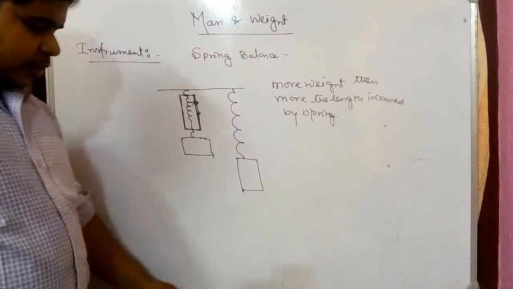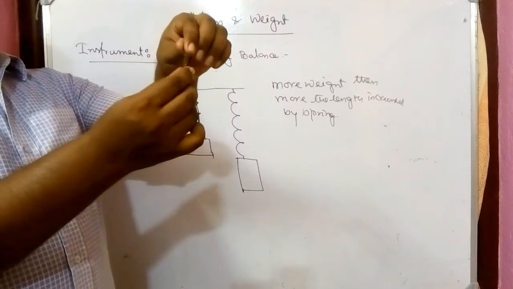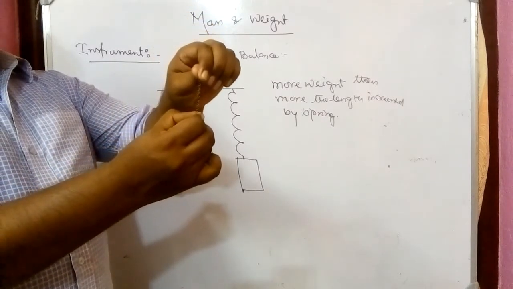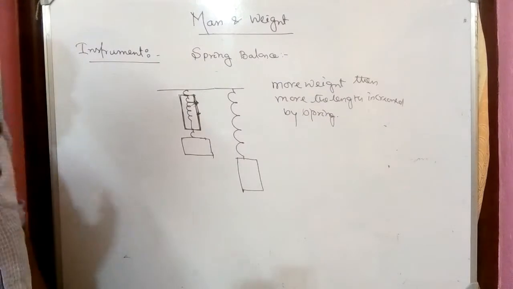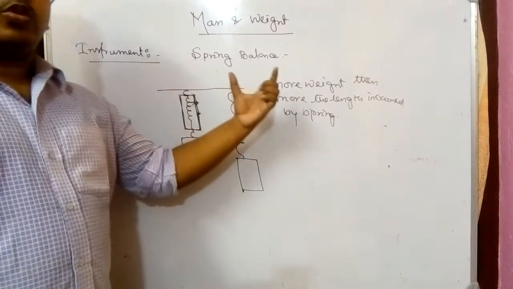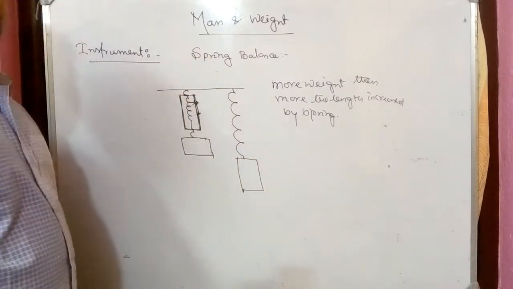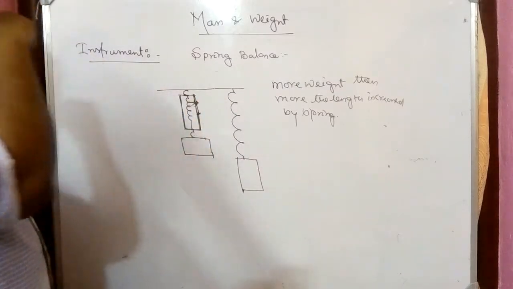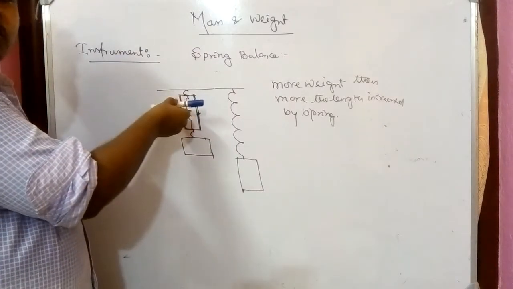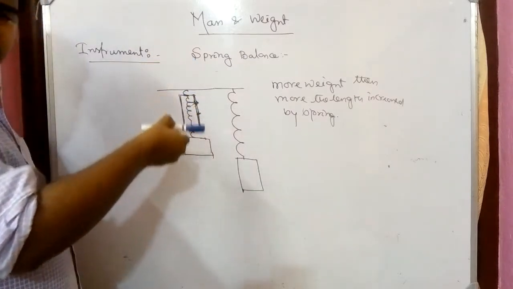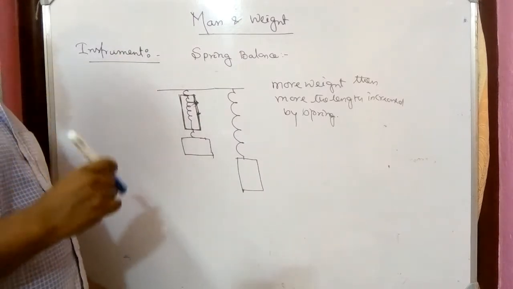Simple thing. See, I have just come here with a spring. This is a spring, it is there inside the pen, we all know. If you hang a weight, what will happen? You see, the length of the spring is increased, right? The more the weight, the more the length is increased. Using this phenomenon, we can use the spring balance. The heavier the substance we keep here, the more the length increases, and by this we can measure the weight of a substance. Here a pointer is fixed with the spring. As it extends, the pointer comes downward, and then we can get the exact value of the weight.